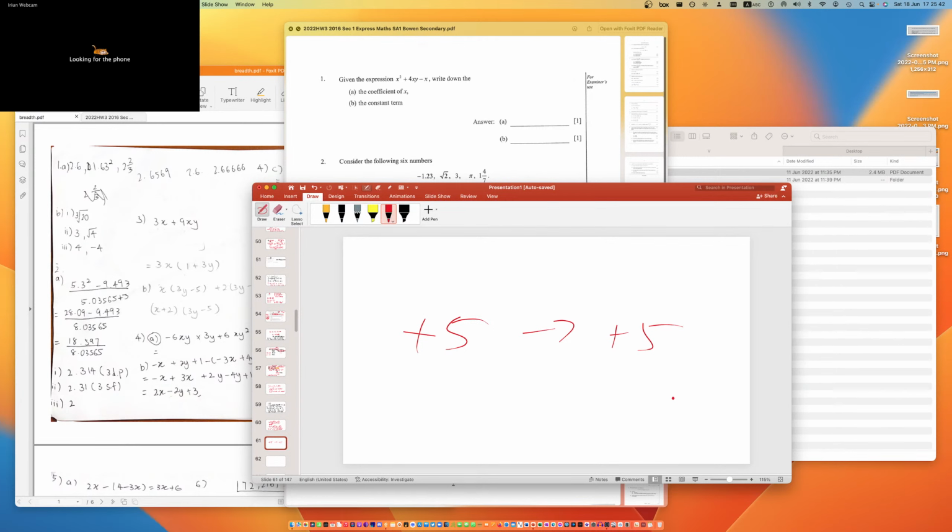Okay, so for the three terms here, let's come back to the question: x squared minus 4xy minus x. They ask for the constant term. The coefficient question is done already, right? So what about the constant term among these three terms? There's no constant. No answer. This is unknown, this is unknown, this is unknown. Can be anything. So there's no constant term. Are you clear? Very good. So that's it.